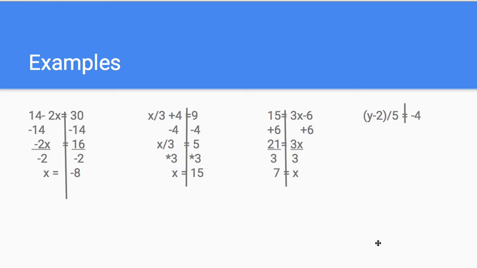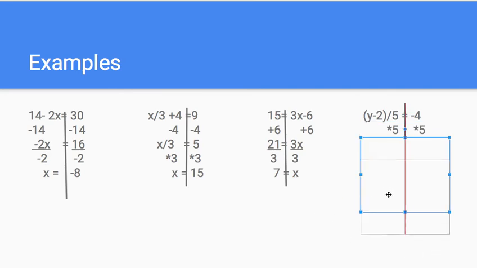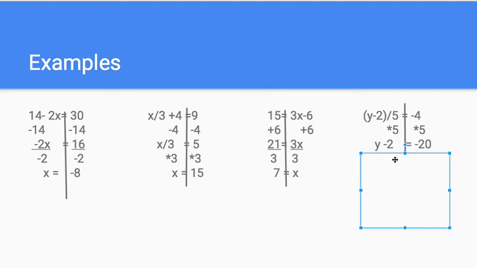So what I'm going to do is get rid of the division first, because I would solve the parentheses and then divide. So I undo division by multiplying. Multiply both sides by 5. This gives me y minus 2, and I took it out of the parentheses because there's nothing else there, so I can take it out, is equal to negative 20. Now to get rid of minus 2, I add 2. This gives me y is equal to negative 18.